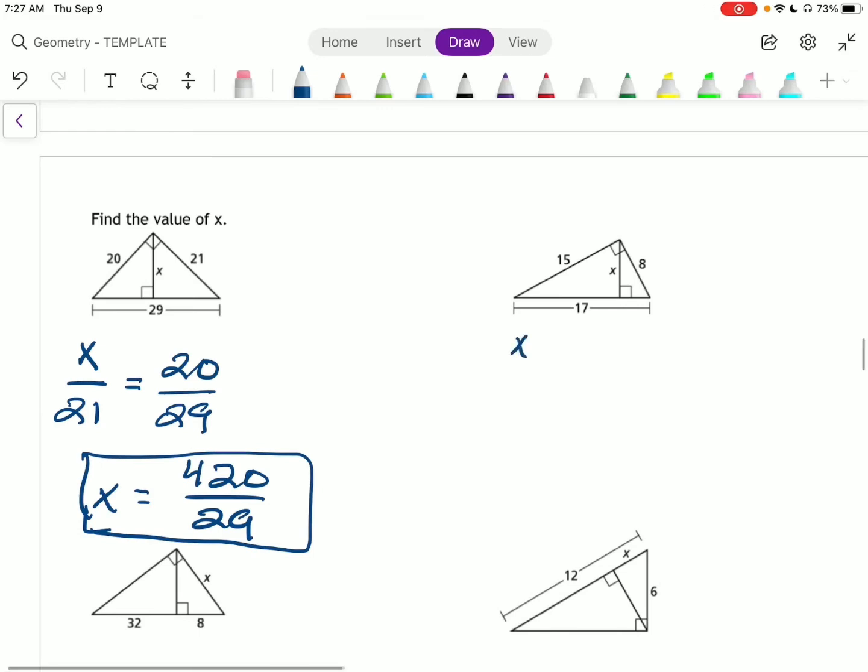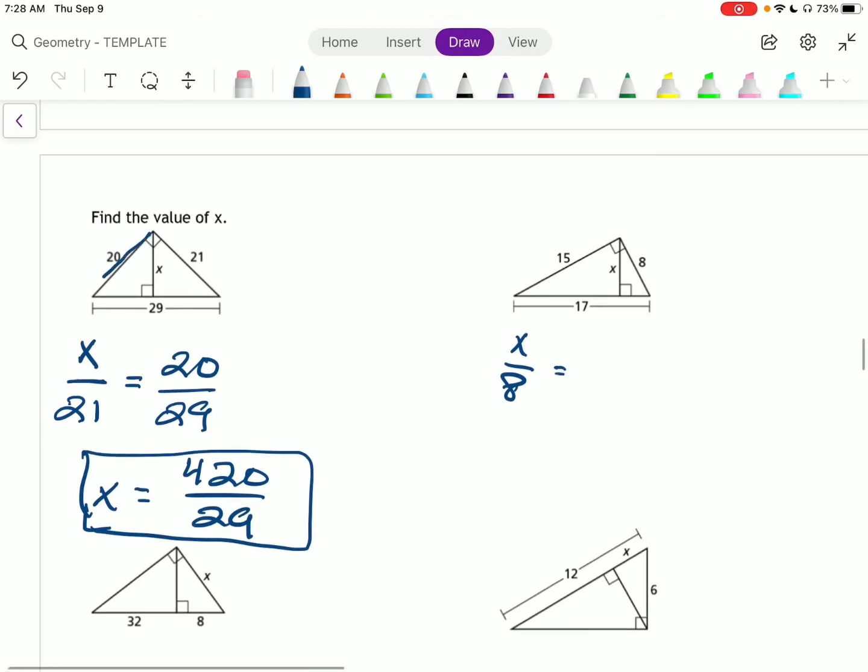We've got x over, well, on the left piece we went to 21. That was the right side. And in the left piece we went to the 20 over 29. So in this case it's going to be 15 over 17. That's the faster way of doing this, rather than having to draw all three separately and writing all the similarity statements. So here I say, well, 15 times 8 gives me 120, so I'll say x equals 120, and I'll check and see if 17 divides it. It does not, so we will just leave it there.